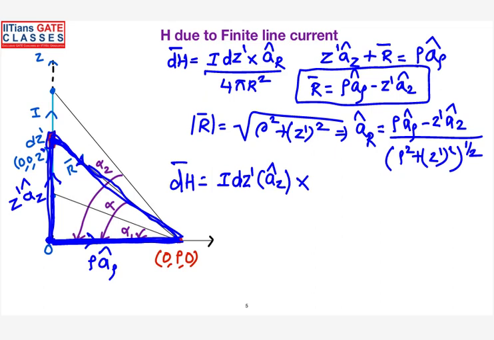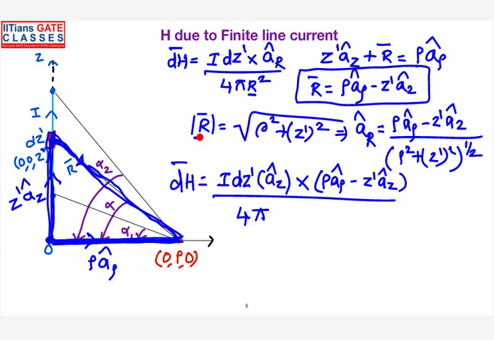a_R cap. I can directly substitute this value: rho a_rho cap minus z prime a_z cap divided by 4 pi. In the a_R cap also, in the denominator one R is there, and this R square is there, so in total we will have R cube, which will be (rho square plus z prime square) whole power 3 by 2.